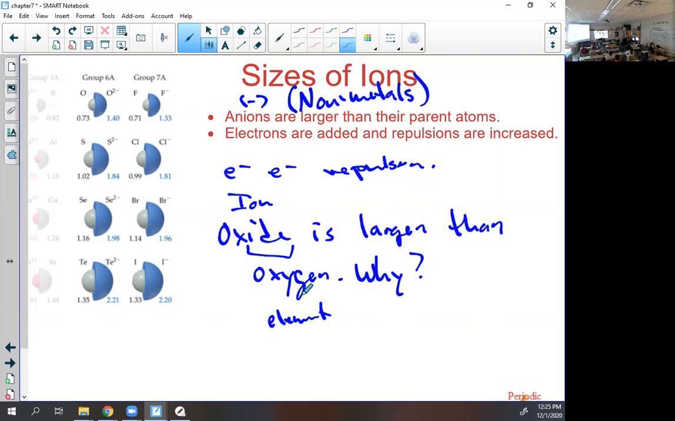Okay, and I don't think that's hard, but kids get it wrong because they describe it exactly backwards. So oxide is larger because it has two more electrons than oxygen, which increases electron repulsion.